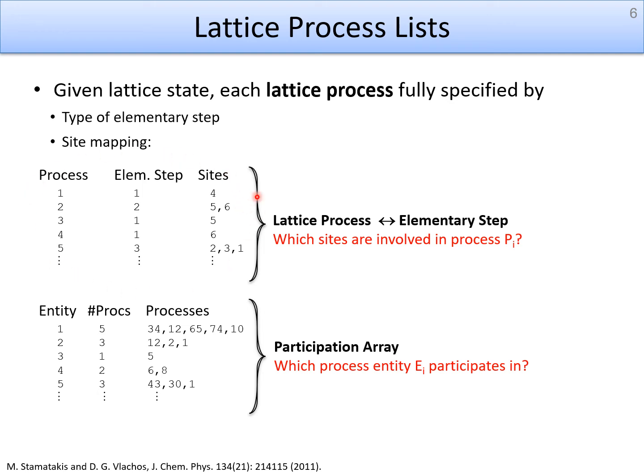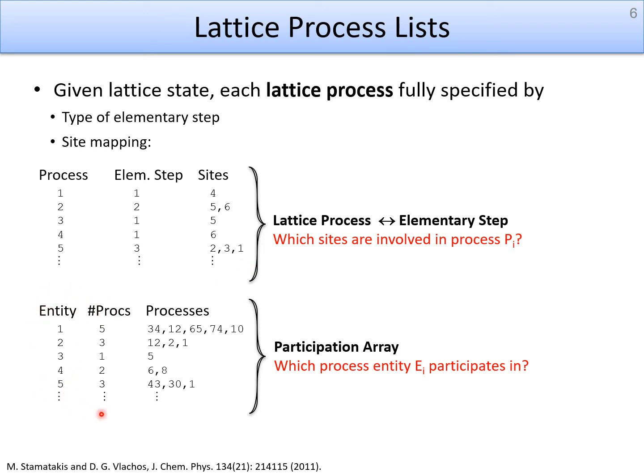So this list, this array here, or data structure, gives us, for each lattice process, the elementary step and also the sites that are involved in this process. So this information can also be supplemented or expressed in a slightly different way that also involves the entities.